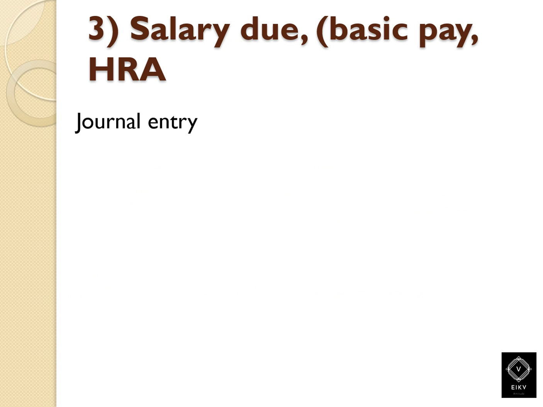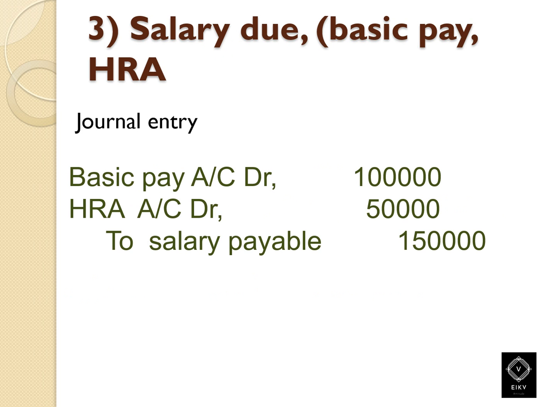The salary due entry with different heads. As I mentioned earlier, we can split or segregate some of the expenses from the profit and loss account, right? In such cases, the entry will be basic pay account 1 lakh, HRA account 50,000, and salary payable the total of 1,50,000. We can fetch these transactions, like basic pay from the profit and loss account as 1 lakh and HRA account 50,000.